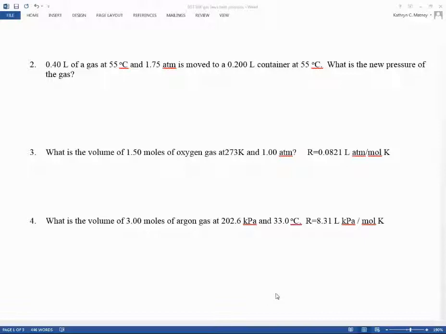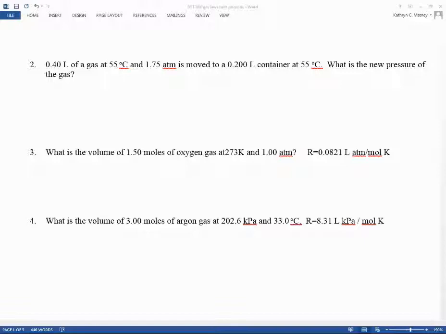There we go. Okay, what is the volume when you have 3 moles at 202.6 kilopascals and 33 degrees Celsius? The R is 8.31. So V is unknown. N is 3. P is 202.6 kPa. And this is mol. And T is 33 degrees Celsius. So when I add 273, I get 306.0 K. All right, my units are going to cancel out. They are going to be kilopascals, mole, and Kelvin. Cancel out. And I'm left with the unit of liters.